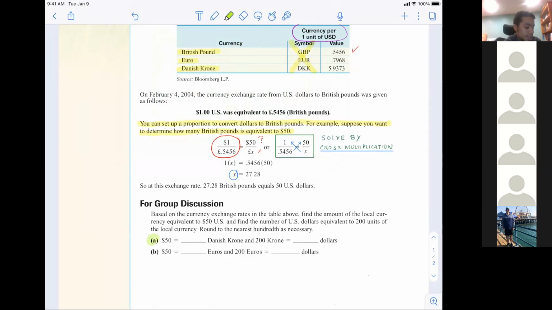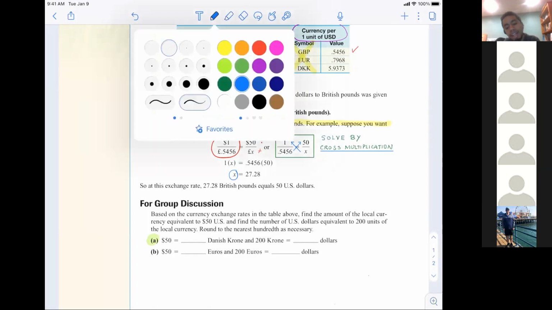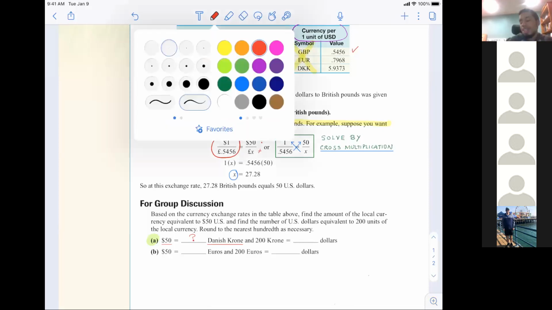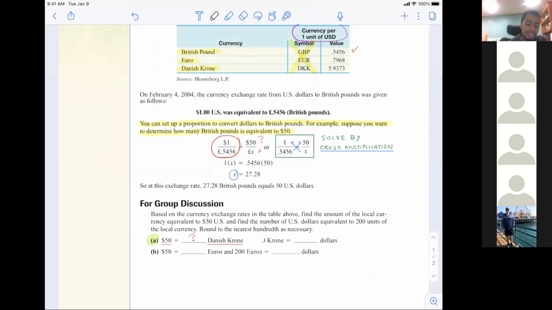Now, part A, once again, you want to convert 50 US dollars, right? So this is what you see here. But this time you want to convert 50 US dollars into Danish crowns. So let's see if we can set up a proportion as well to answer this question and find out the question mark. Don't worry about the rest of the exercise just yet. Allow me to erase everything on the back side so that it won't be a confusion. Let's just look at the conversion between US dollars and Danish crown.